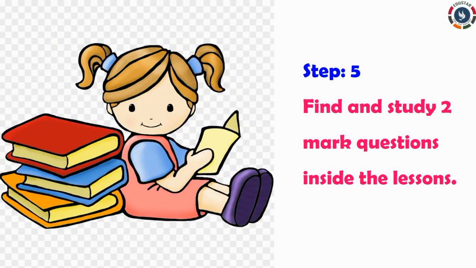Step 5. Find and study 2 marks questions like what is pollination, what is habitat, what is migration, why do animals migrate, what is reflex action, like that. Then you have to find the question and answer inside the lesson. Use the classwork notebook for your reference.